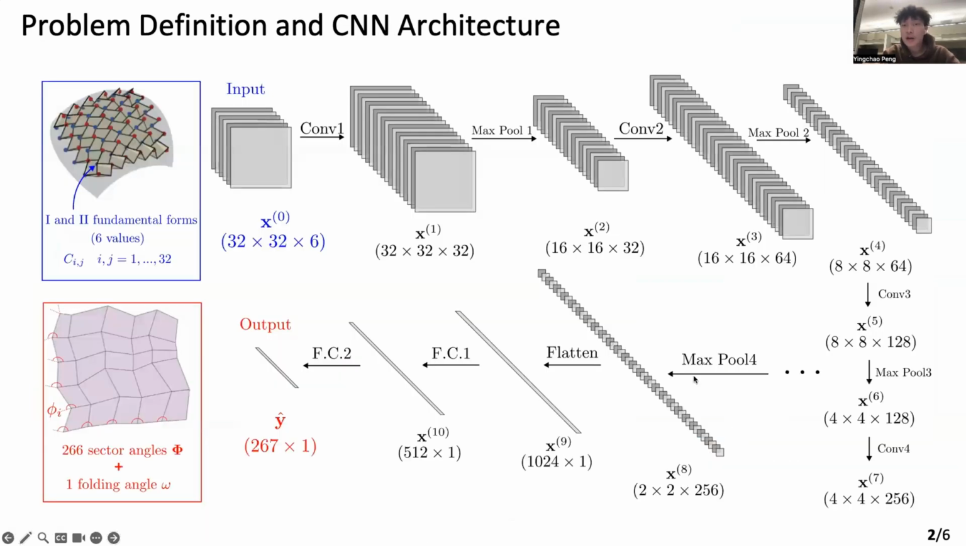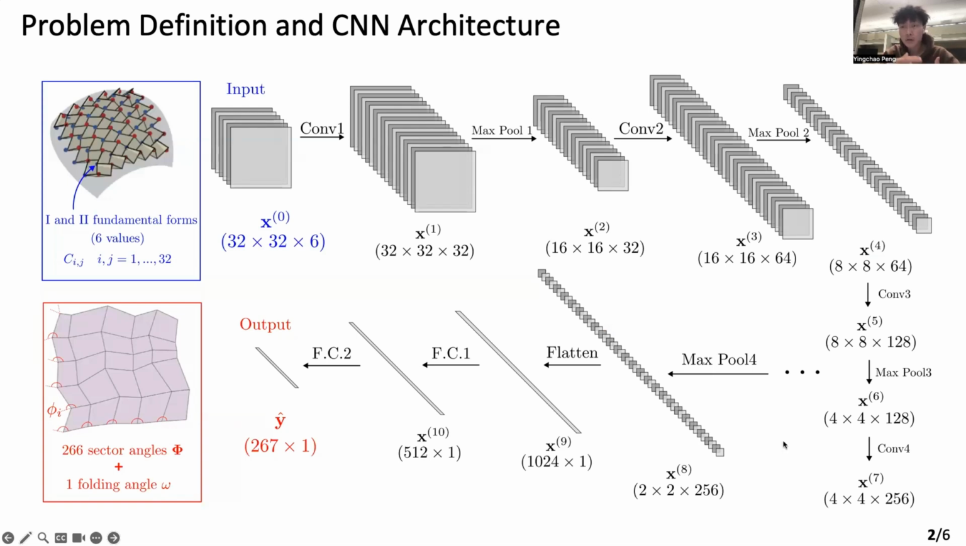So that is the architecture of our CNN. The input data is a 32 by 32 by 6 tensor, and you can think of it like an image with 6 channels. And the output is a long vector. One of them is the folding parameter omega, and the remaining 266 are the folding angles along the boundary, along the L shape, and the sector angles on the boundary. We have 4 convolutional layers, 4 max pooling layers, 2 fully connected layers and 1 flattened layer.